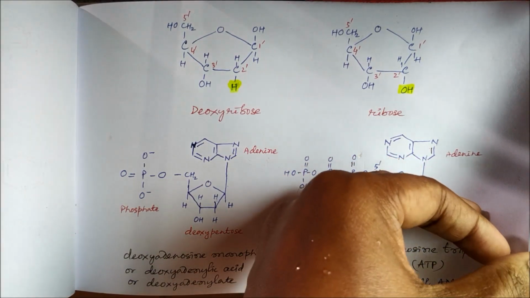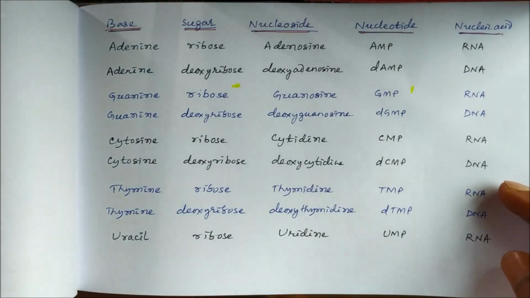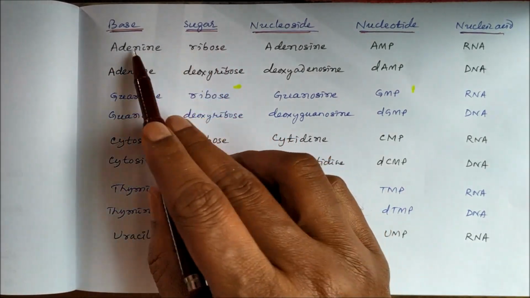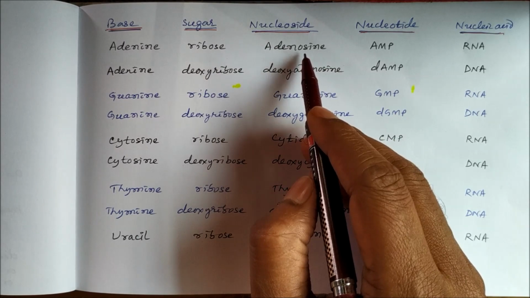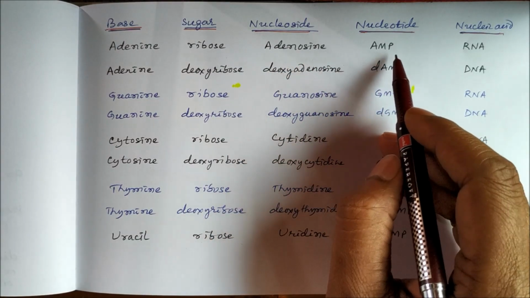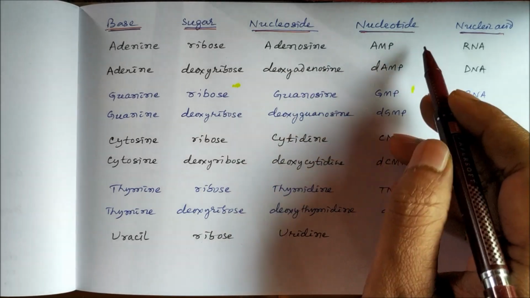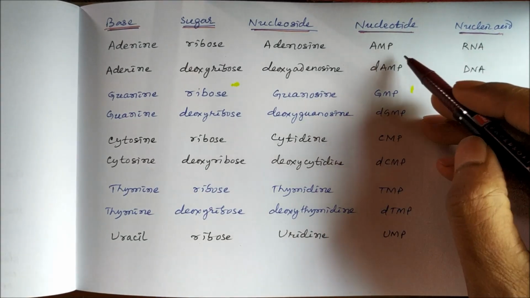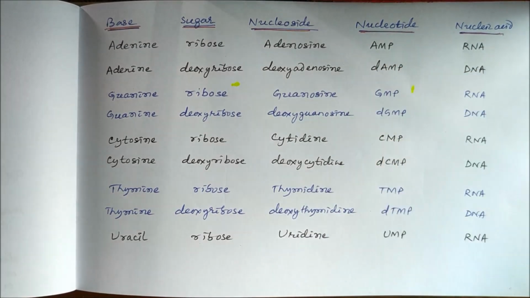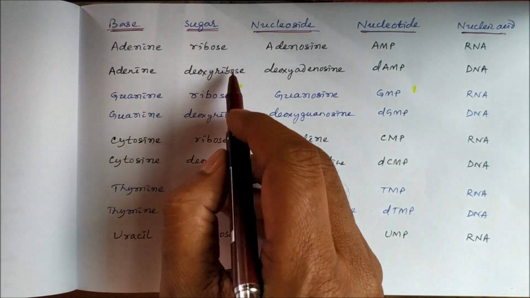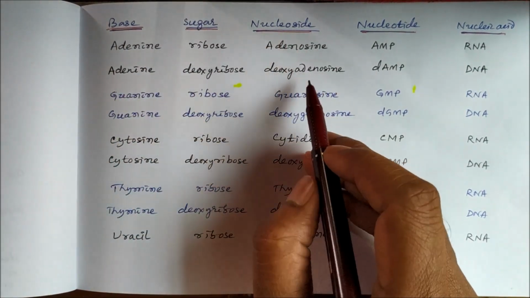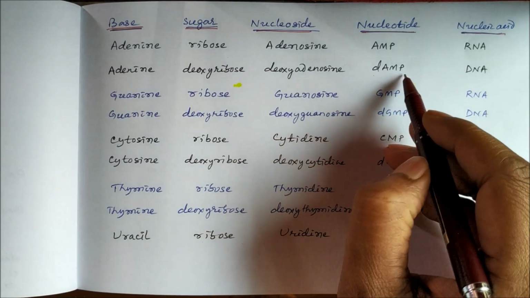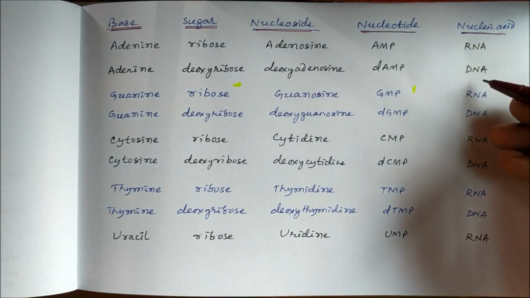So let us see some examples and how they are named. Suppose the base is adenine, and when adenine is combined with the ribose sugar, it forms adenosine, and the nucleotide is adenosine monophosphate. Similarly, we can have adenosine diphosphate or adenosine triphosphate. Here I have given the monophosphate examples, and the nucleic acid is RNA. Similarly, if the sugar is deoxyribose and the base is adenine, the nucleoside will be deoxyadenosine, and the nucleotide with one phosphate is deoxyadenosine monophosphate. So it is a part of the nucleic acid DNA.